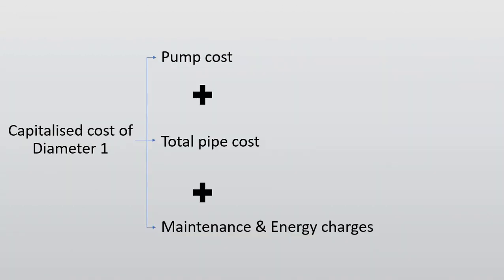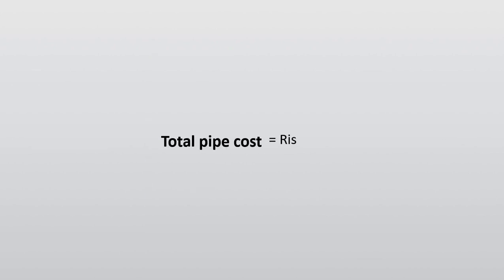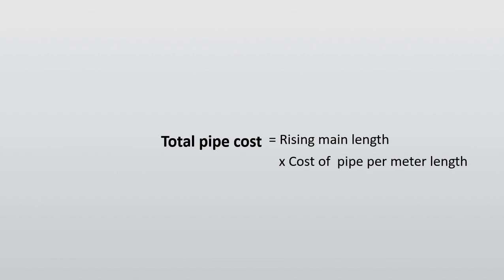Now another cost is the total pipe cost. The total pipe cost is equal to the rising main length in meters multiplied by the cost of pipe per meter. We will get the rising main length from the site survey. Pipe cost per meter will be different for each pipe diameter, which can be found out from the store.